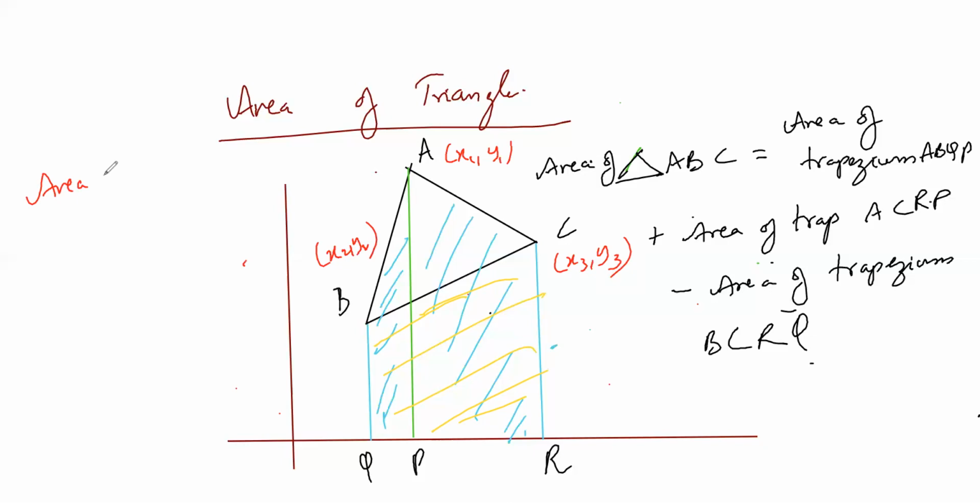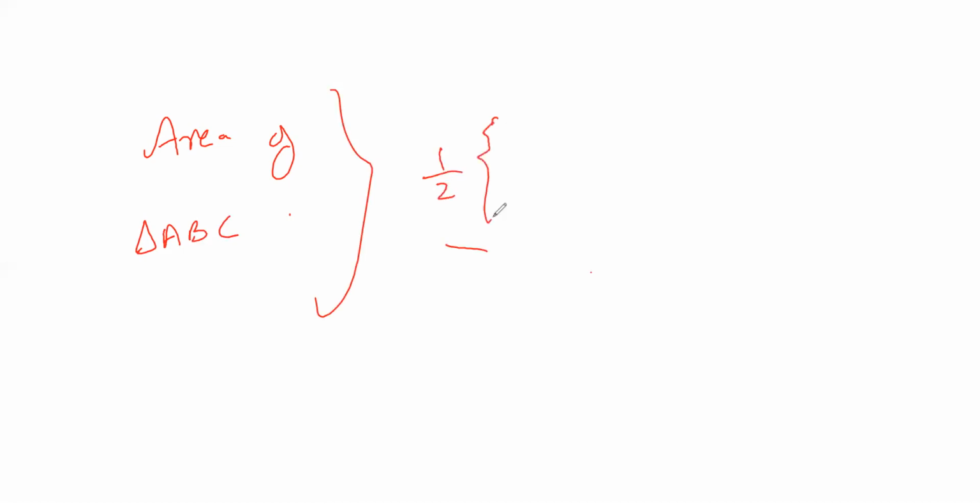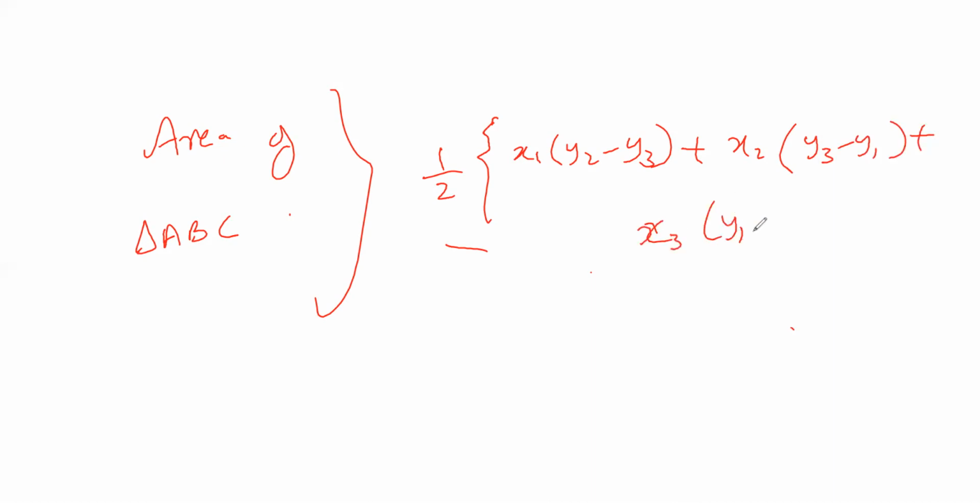So once I write the formula, you can write it down in the next page. Area of triangle ABC is nothing but this is the formula which we have to learn by heart and keep. Half into x1 into y2 minus y3, plus x2 into y3 minus y1, plus x3 into y1 minus y2.